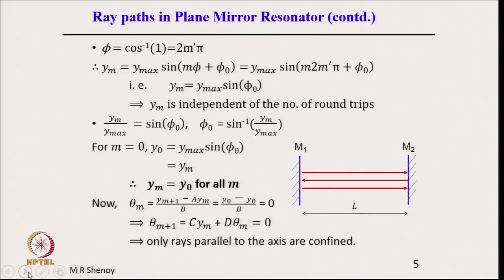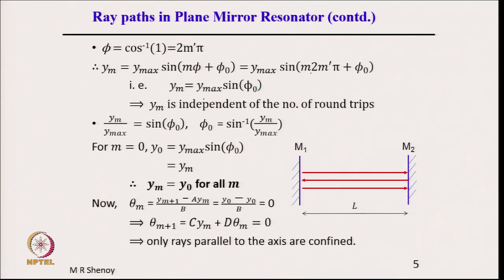All right. Now, let us continue, and therefore, we have phi is equal to cos inverse of 1 is equal to 2 m dash pi. Therefore, y m is equal to y max into sin of (m phi plus phi 0). For phi we can substitute from here. So, we have sin of (m into 2 m dash pi plus phi naught). So, this is an even multiple of pi, and therefore, this will be simply equal to sin phi 0, and therefore, y m is equal to y max into sin phi 0.